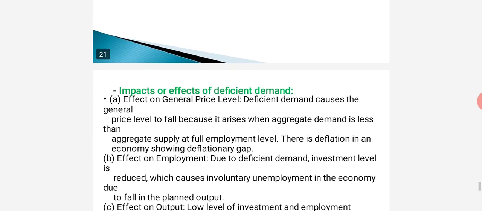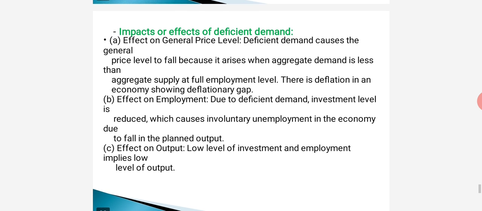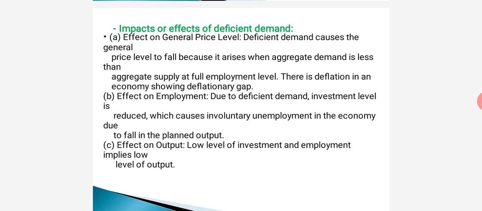Now, what will be the impact or effects of deficient demand? We discuss the effect on the general price level. Children, deficient demand causes the general price level to fall because it arises when aggregate demand is less than aggregate supply. So it is also known as deflation.